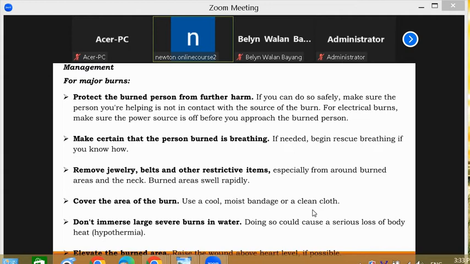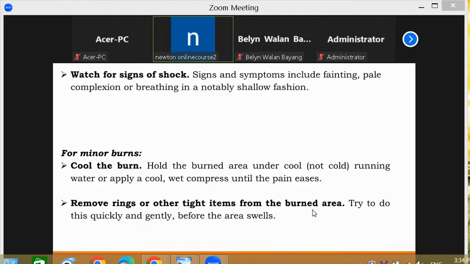Cover the area of the burn. Where the burn has happened, you have to cover that area with a cool moist bandage or clean cloth. Only a clean cloth should be used to cover that area. Do not immerse large severe burns in water. Always remember, do not keep the burns in water too much, because the body temperature will drop in that area, and fluid is already being lost from the patient's body. Whichever area is affected, elevate that area, whether it's a hand or leg. Remember to elevate that area.